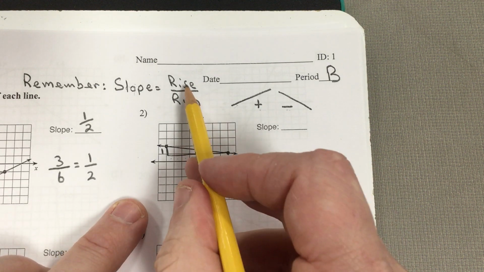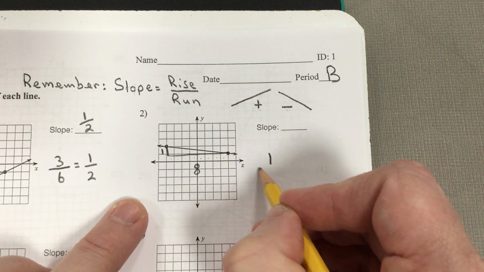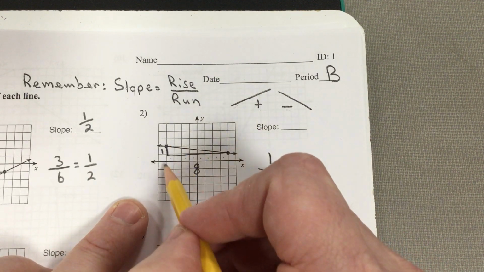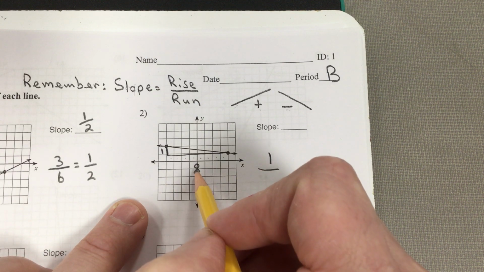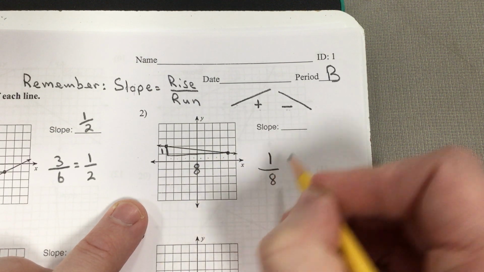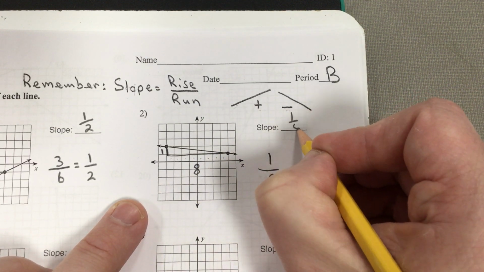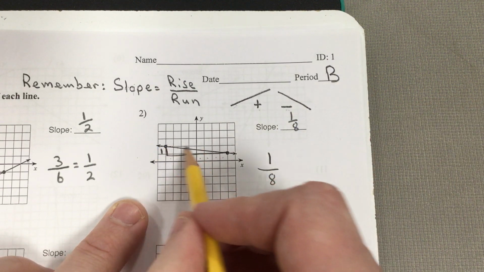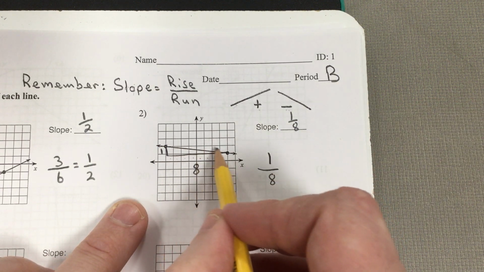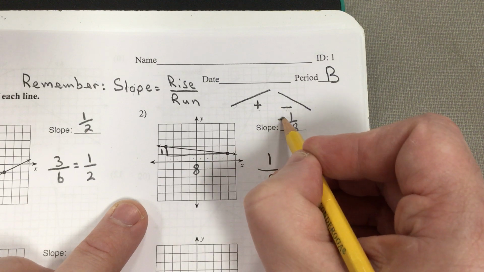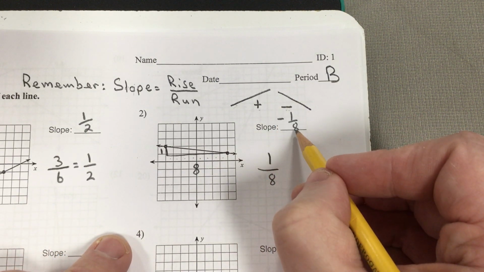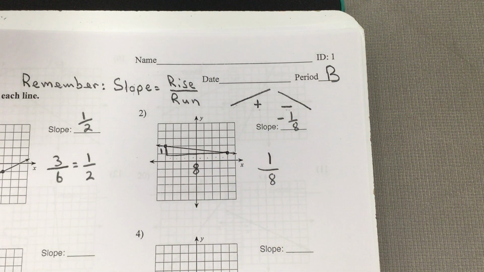So remember, it's rise over run. So how much does it go up and down is 1. How much does it go left, right? 8. So I know it's going to be 1/8. But now look at the slope of this triangle. See how it slants down like that? That tells me it's going to be a negative. So a common mistake is people will get to 1/8, but they'll forget to put the negative sign in there. And that's something you have to keep track of and you have to be able to do.